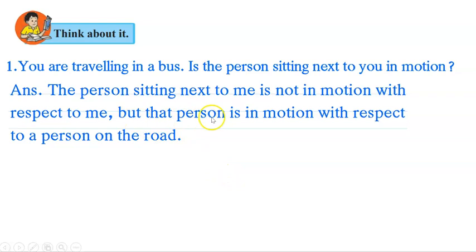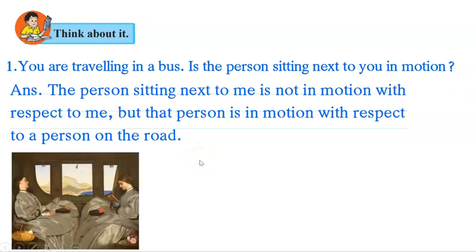But that person is in motion with respect to a person on the road. He is in motion. Okay, now see this here, these are the two persons. If one person sees the other, he will say that he is not in motion. But the person outside on the road, if they see these two persons, then these two persons are in motion.